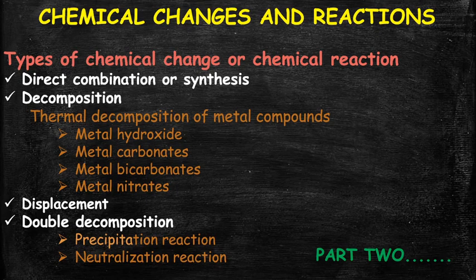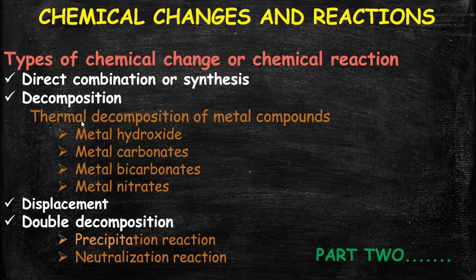Hello students, today we are going to see the lesson chemical changes and reactions. In today's class, we are going to see what the types of chemical changes are. These chemical changes we can also call chemical reactions. We are going to see direct combination, decomposition, displacement and double decomposition. These are the main four types of chemical changes that we have.